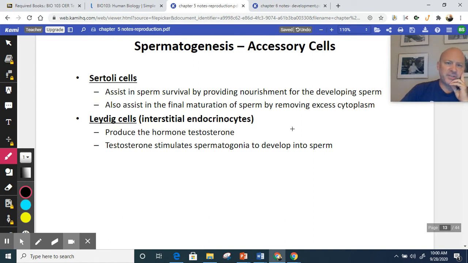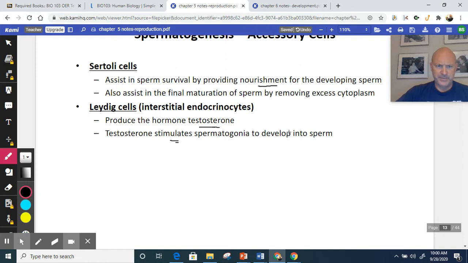There are other cells besides Leydig cells, which, remember, we talked about Leydig cells being also known as interstitial cells, producing testosterone, stimulating the whole process. Right? There's also Sertoli cells, and they're providing nourishment for the sperm cells as they are developing.